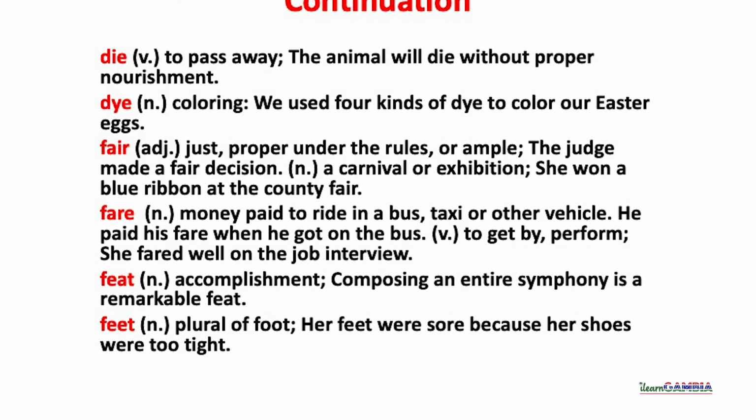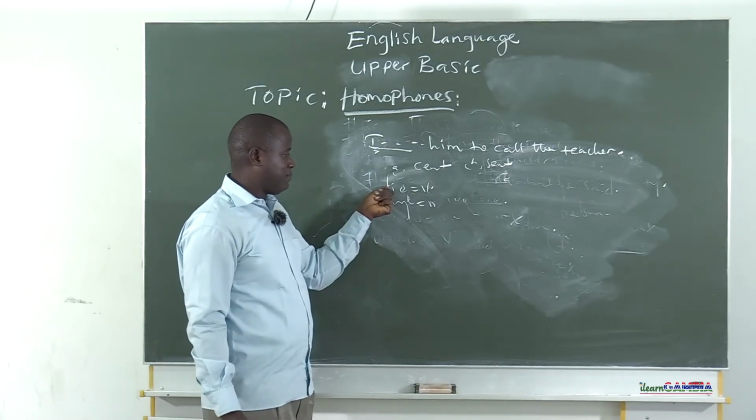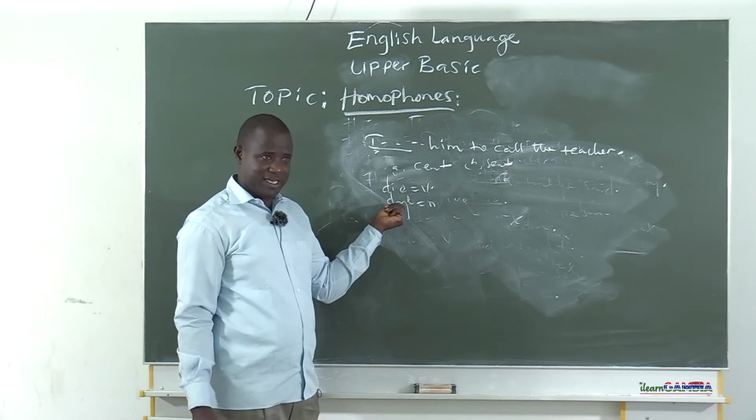Good. Die, dye. Look at these two words, the IE and the YE. Differently spelled, but they sound the same. And of course, they belong to different parts of speech. DIE is a verb, and this other one is a noun. So despite being pronounced the same, they mean different things and belong to different parts of speech.